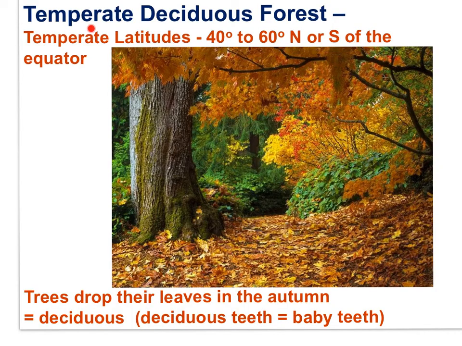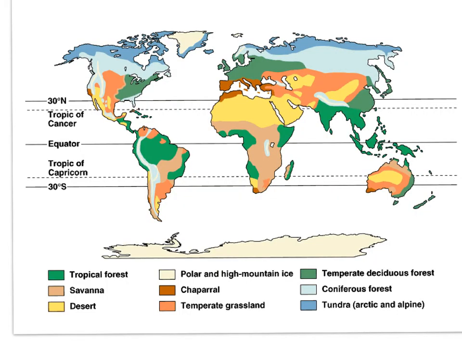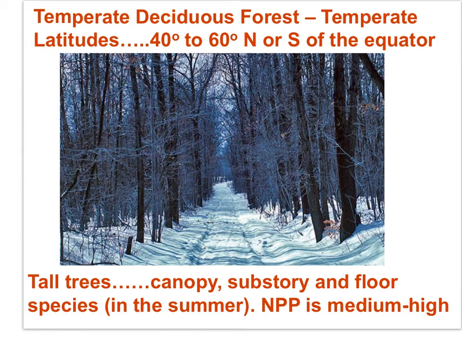So let's move to the temperate deciduous forest. Temperate deciduous forest is located at temperate latitudes, 40 to 60 degrees north or south of the equator. Deciduous refers to trees that drop their leaves in the autumn. Temperate forests are located 40 to 60 degrees north or south of the equator, approximately here, here, and here. The vegetation structure of the temperate forest involves tall trees, canopy, understory, and floor species in the summer. Net primary productivity is medium-high.